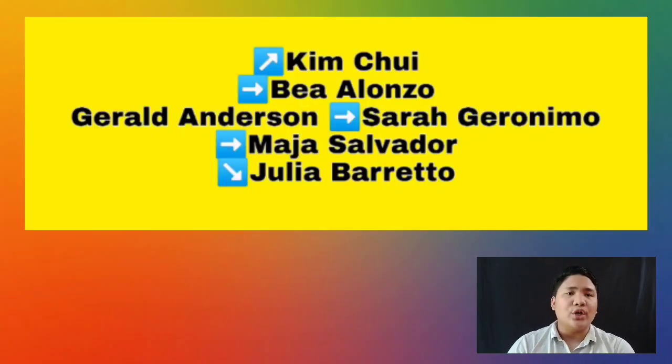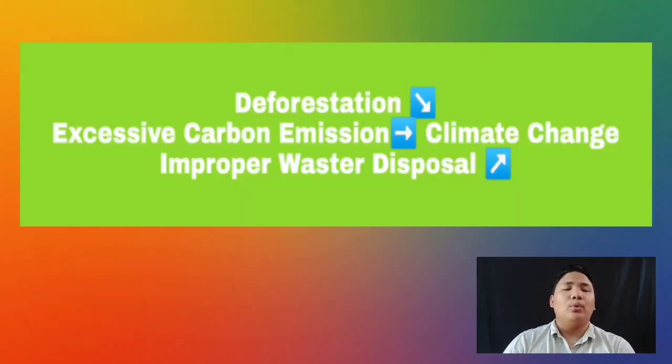So if you'll be seeing, for example, how Gerald Anderson was being paired to 5 girls, that is no longer a function because they were having the same x value, which is Gerald Anderson. But if we're going to look at the many-to-one correspondence that was being provided by the second group, deforestation and climate change, excessive carbon emission and climate change, improper waste disposal and climate change, all of those three variables were connected to one particular idea, which is the climate change, and that is what we call a function.